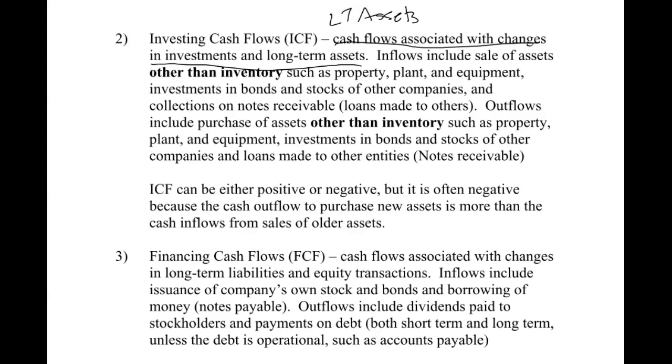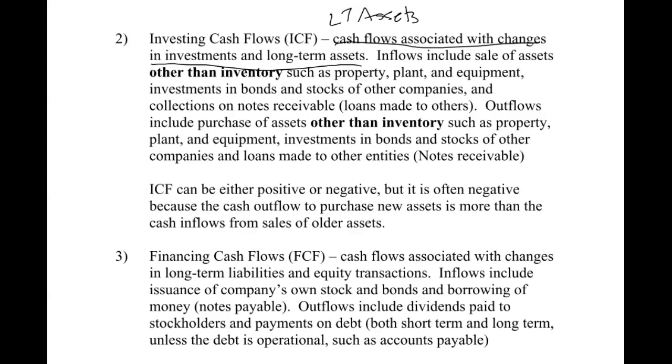Our inflows include the sale of assets other than inventory, such as our property, plant, and equipment. Think about cash: when we sell an asset, we may have gains or losses, but we have cash coming in the door. Same thing when we sell bonds or stocks of other companies. We may have a gain or loss, but we do have cash coming in the door.